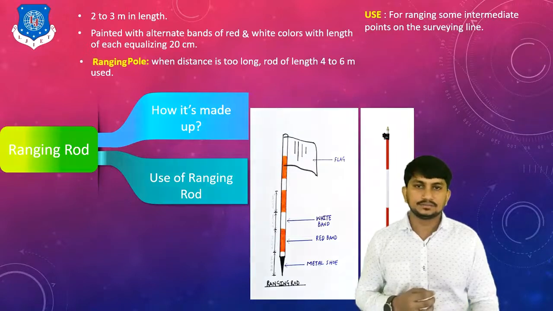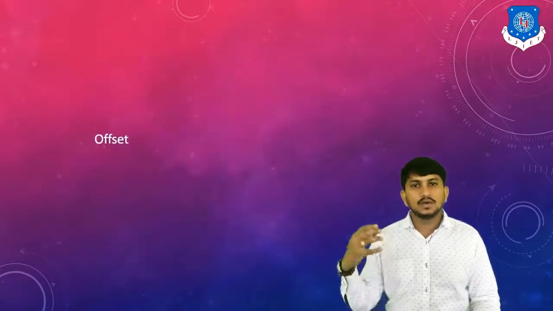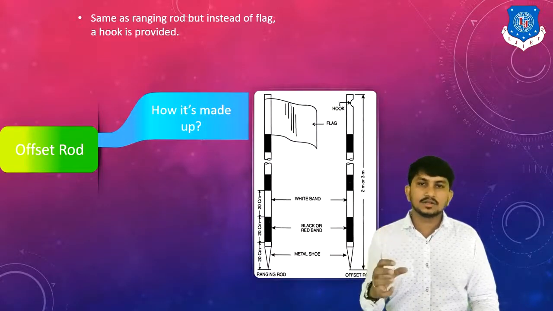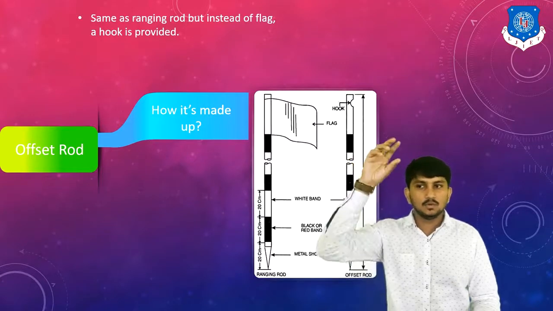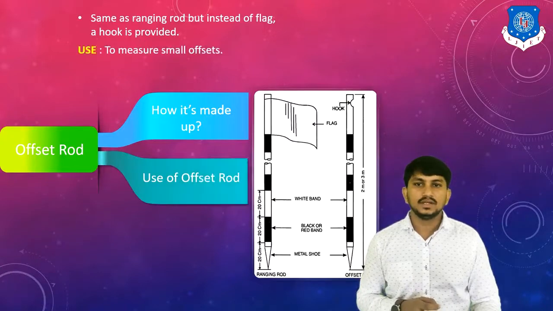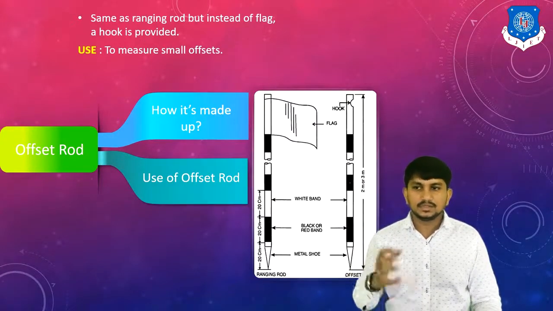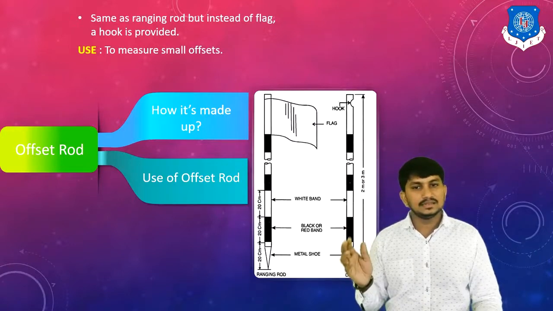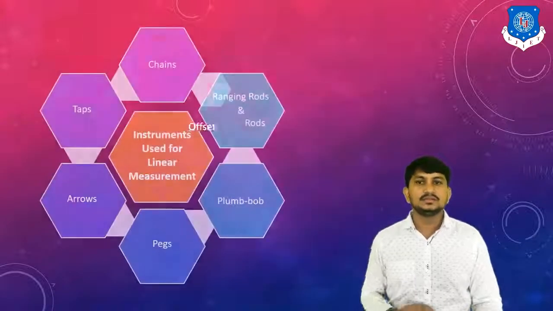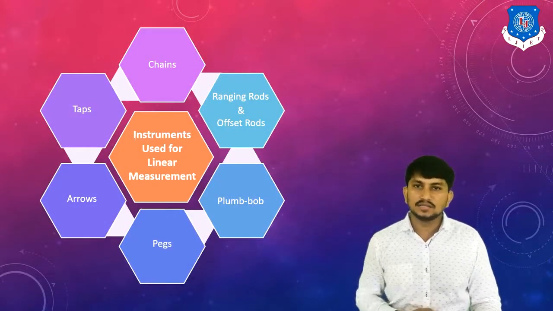Now let's discuss the last instrument, which is offset rod. It is used for offsetting. It is same as ranging rod, but instead of flag, one hook is there for pulling the chain. It is used for measuring small offsets. The size is same as ranging rod. This is all about instruments used in linear measurement.